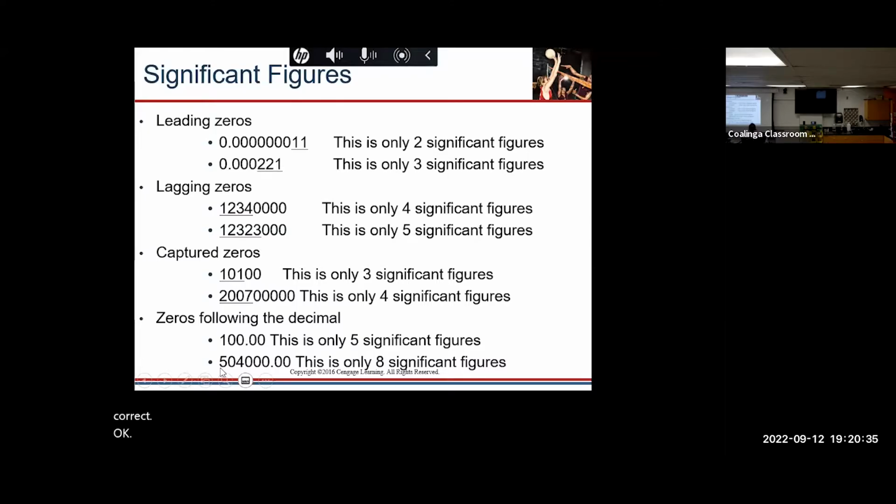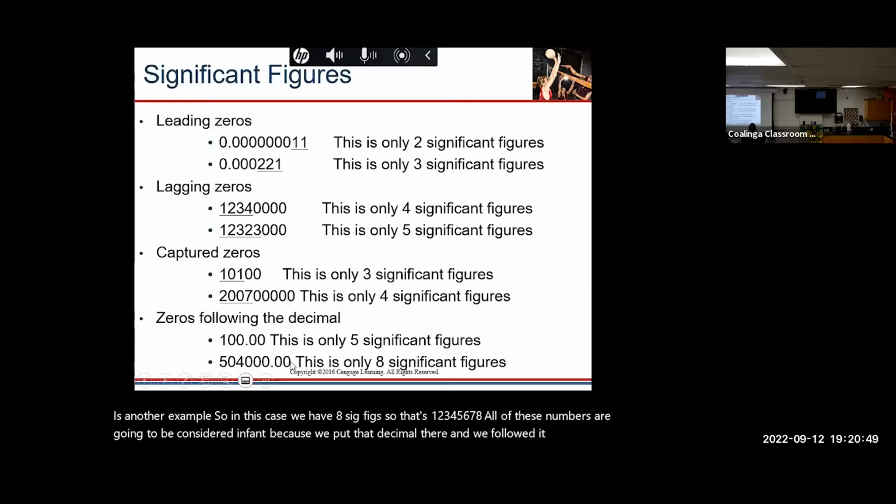So here is another example. In this case, we have 8 sig figs. So that's 1, 2, 3, 4, 5, 6, 7, 8. All of these numbers are going to be considered significant because we put that decimal there and we followed it up with 2 more zeros.